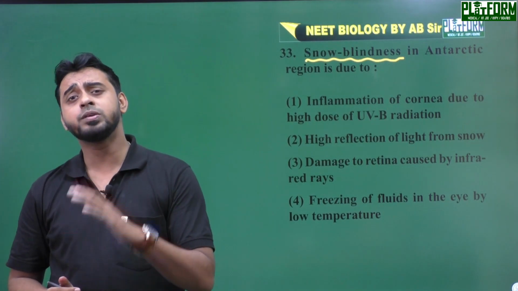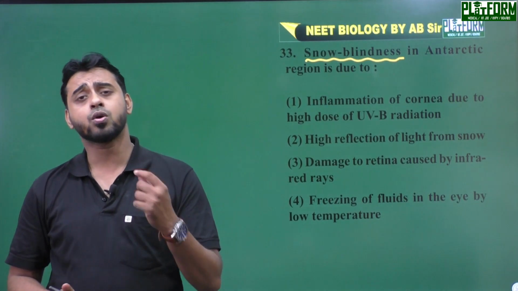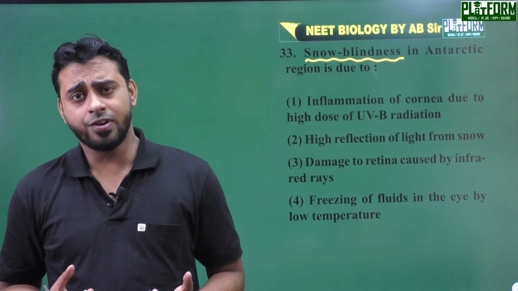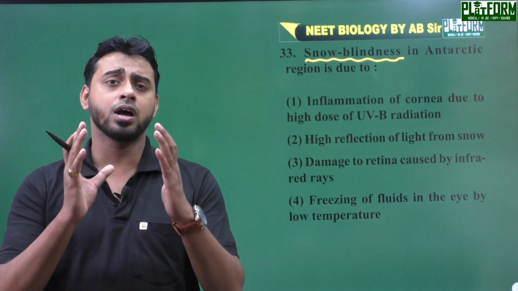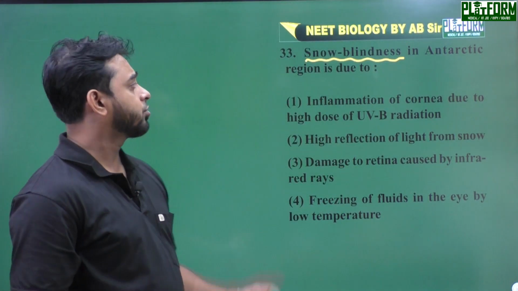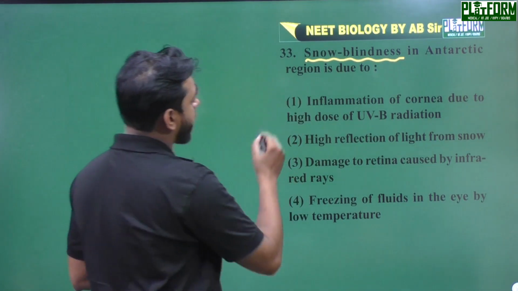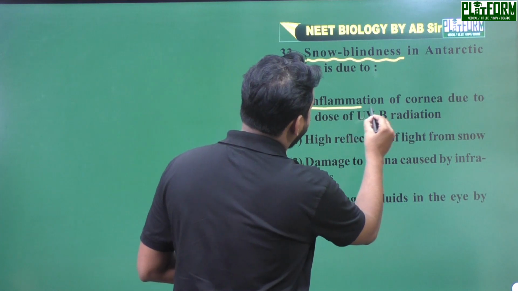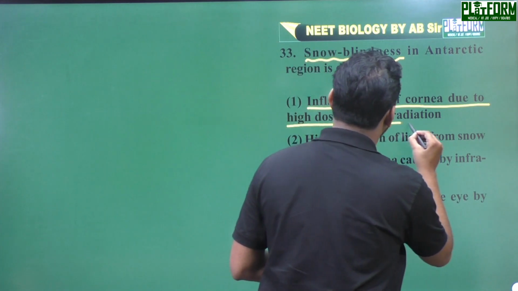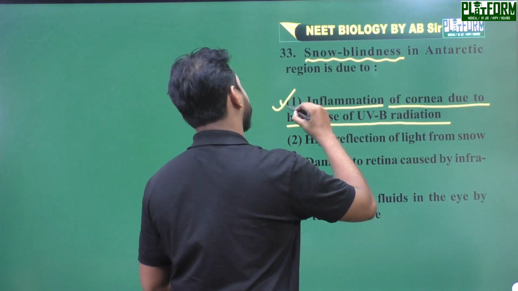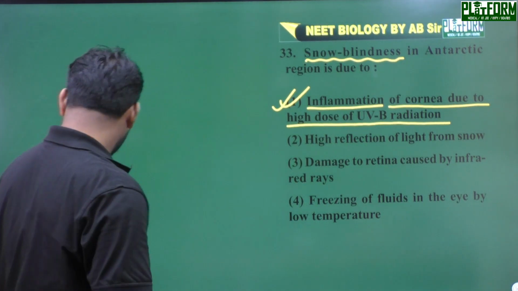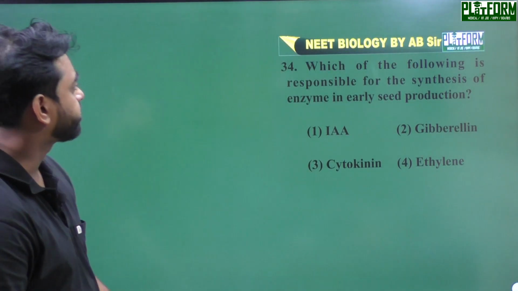And due to that UVB radiation, what will happen? Our cornea gets inflamed. And if the cornea gets inflamed, then this particular condition is known as snow blindness. So the correct answer will be that snow blindness is due to the inflammation of the cornea due to a high dose of UVB radiation. This one is the correct answer. Okay. So next, move to our next part.